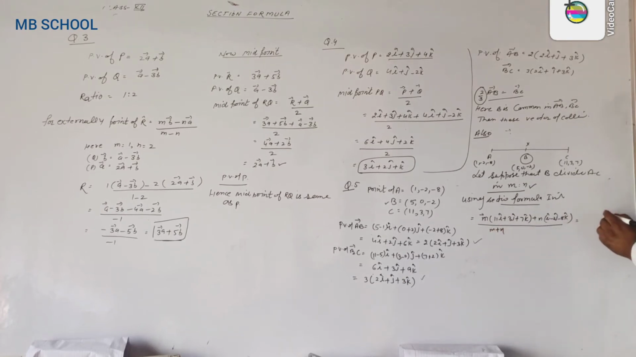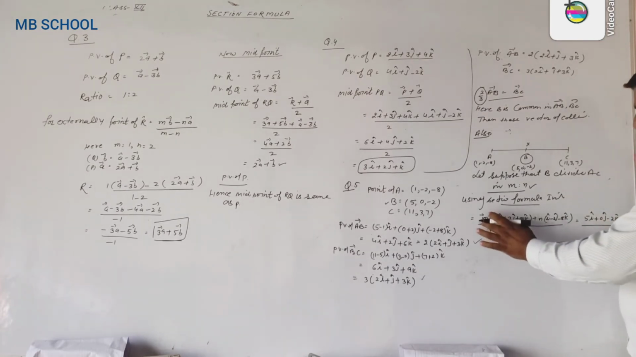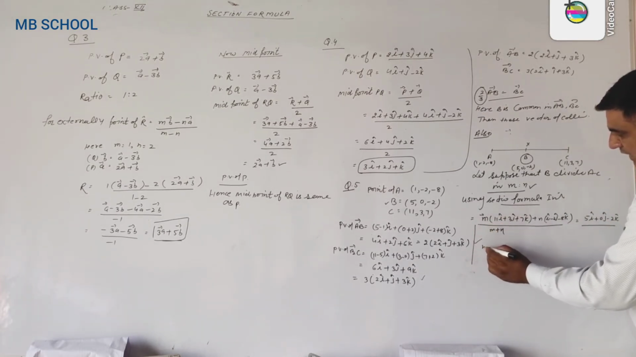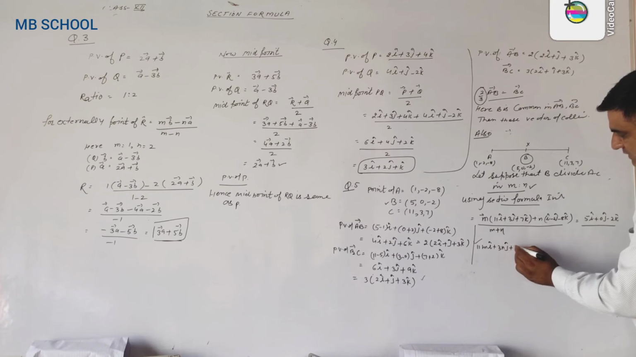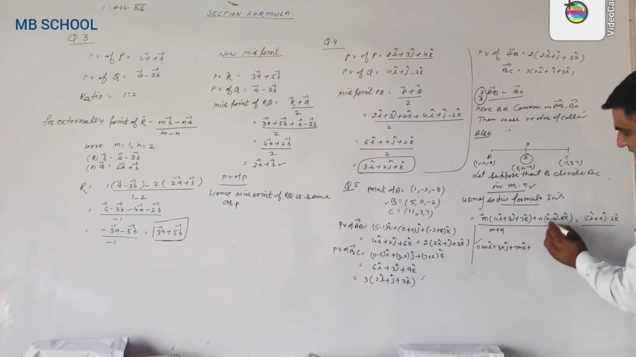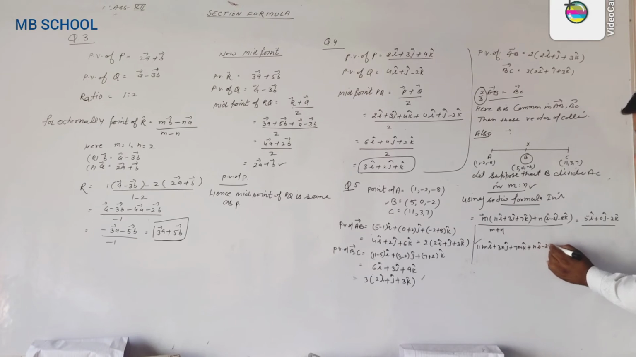Now this is equal to vector B, because B divides AC in the ratio m:n. Vector B is equal to 5i + 0j minus 2k. Now we multiply by m plus n. So now 11mi + 3mj + 7mk + ni minus 2nj minus 8nk by m plus n is equal to 5i + 0j minus 2k.